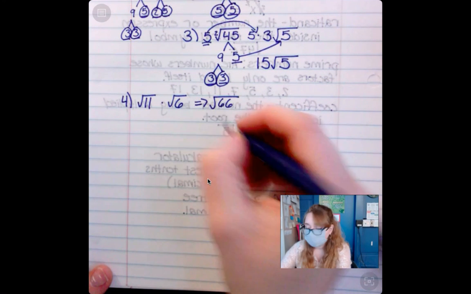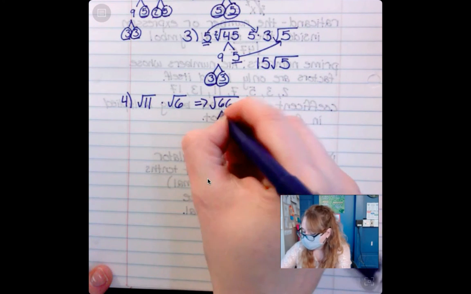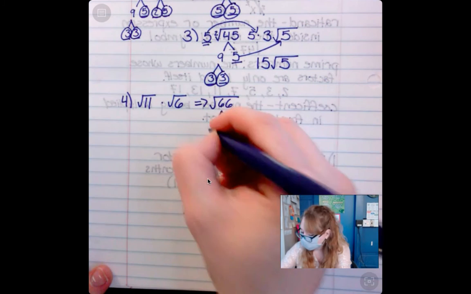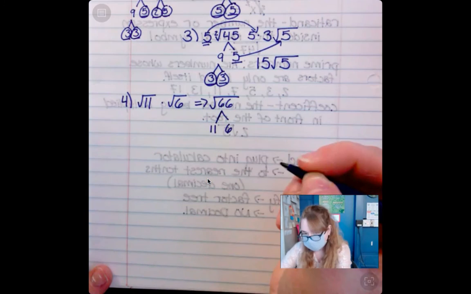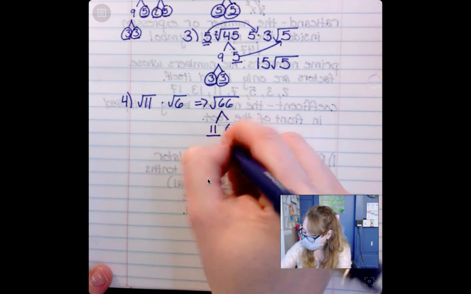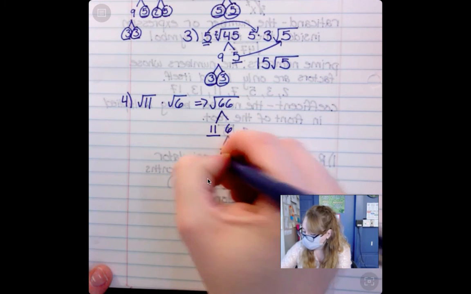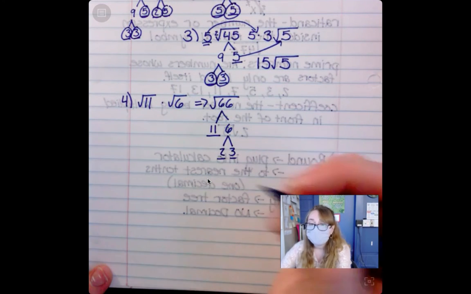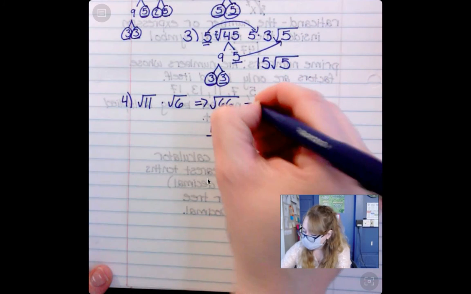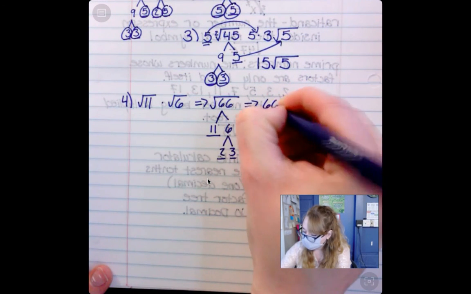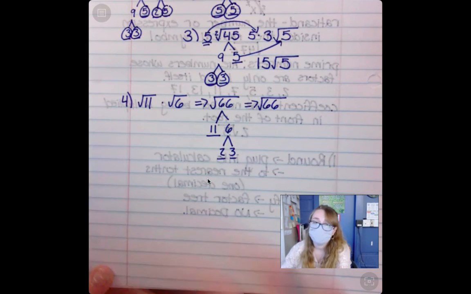And we try to make a factor tree. So 66, two numbers that multiply to 66, what a surprise, are 11 and 6. 11 is a prime number, and 6 goes into 2 and 3, which are both prime numbers. And we don't have a match for any of these. So our simplest form is still root 66.